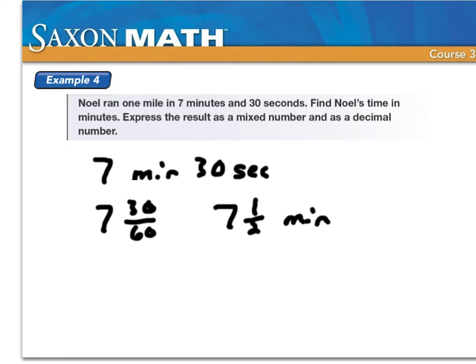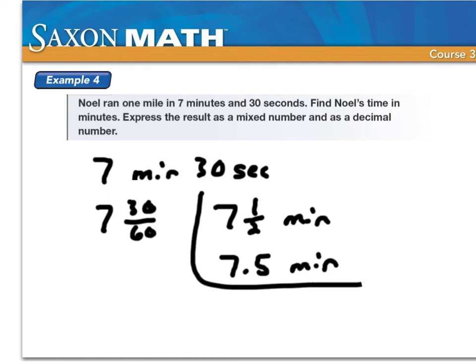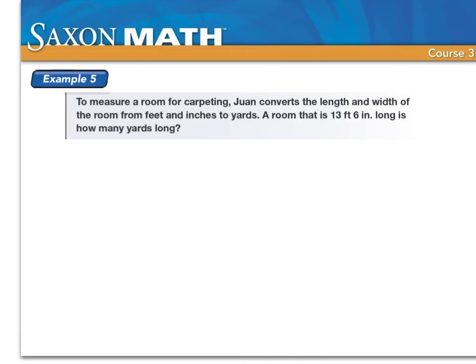That's the result as a mixed number, and when they also want it as a decimal number, that is the same as 7.5 minutes. Okay, so 2 answers there, 7 1/2 or 7.5 minutes for 7 minutes and 30 seconds. And let's move to our last example.